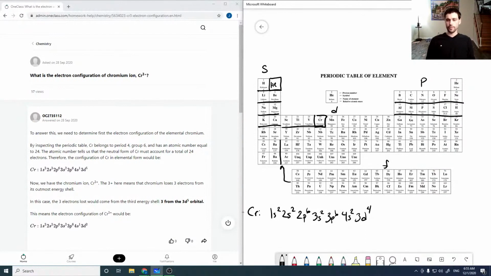we get half-filled orbital stabilization, and it really only comes into play with the D block because of how many it has. It might come into play with the P sometimes, but it's much more common with the D block. So in this case, we can get a half-filled orbital by moving one of these electrons, and so we will. Five. So this is the electron configuration for our chromium.